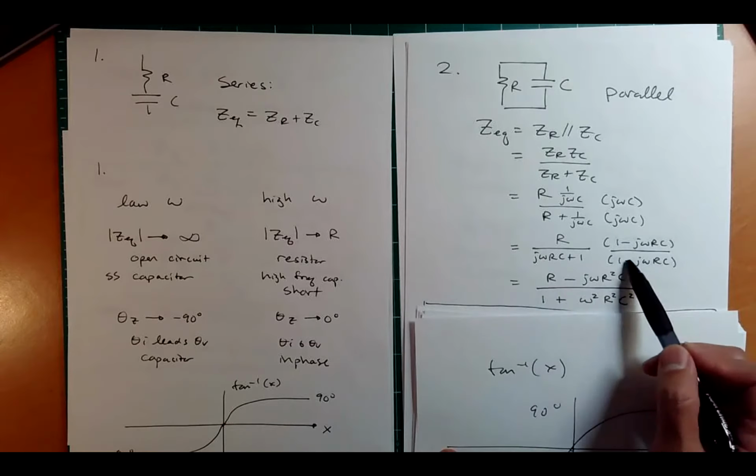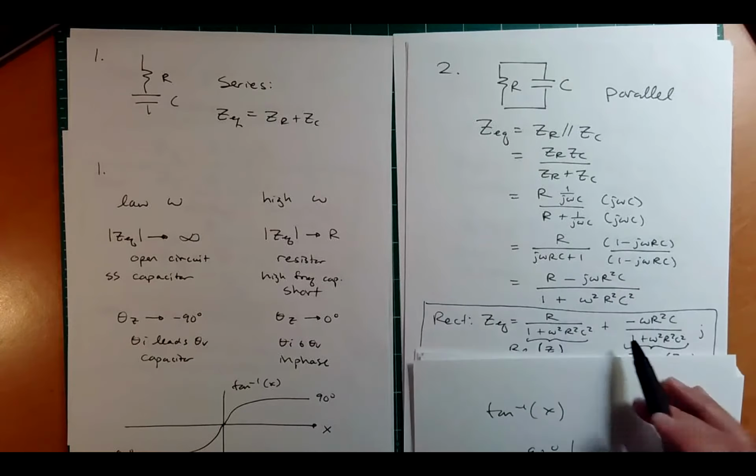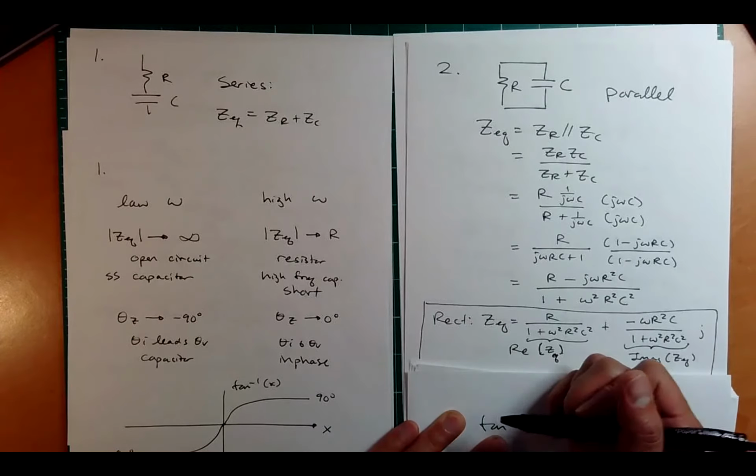Well, what happens to the cross terms? Don't forget, they cancel out. You get a plus and a minus. So this is pretty easy to write the rectangular form now. It's this guy here, R over the denominator, and minus omega squared C over the denominator. This is the imaginary part without the j, and this is the real part. Easy.